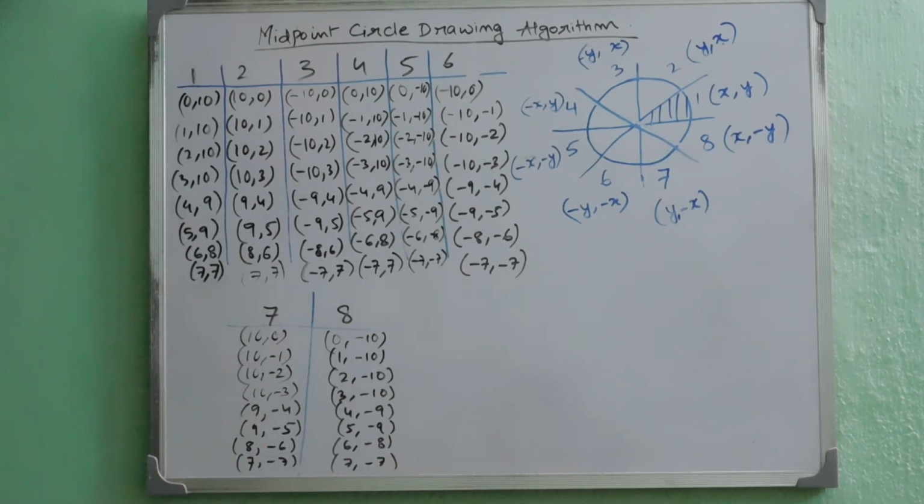So these points when plotted in the graph will give you a complete circle.